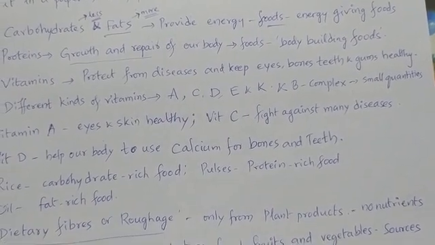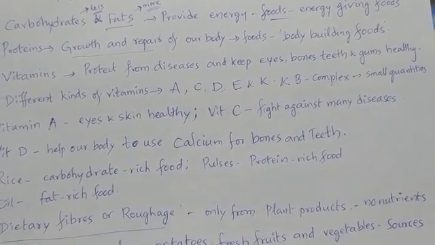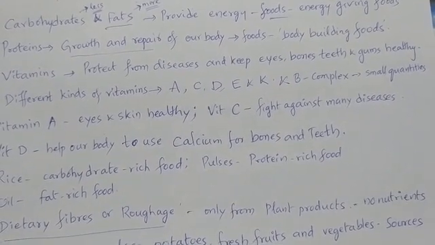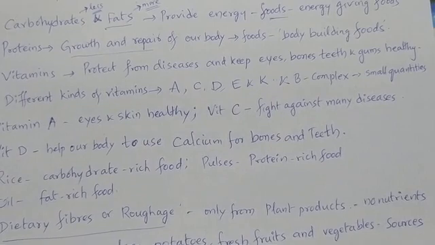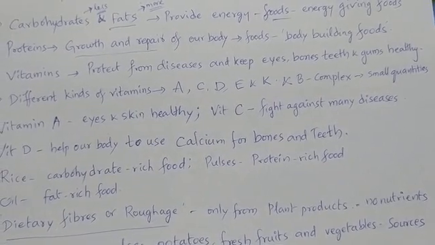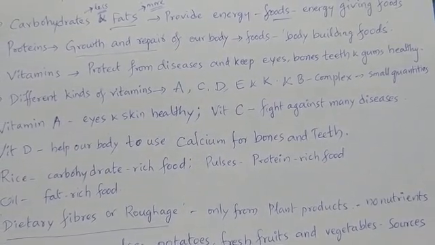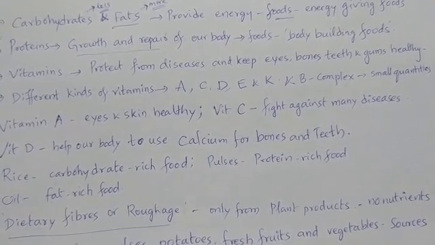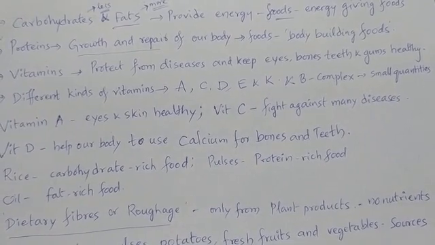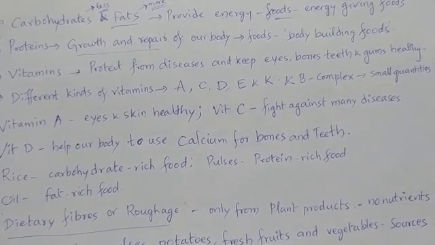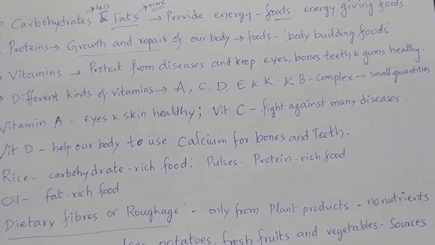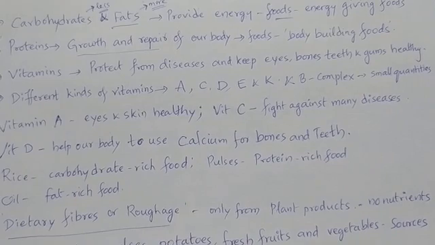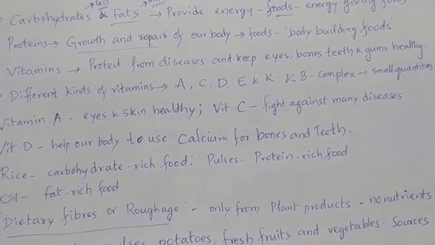Coming specifically to vitamin A, it keeps our eyes and skin healthy. Vitamin C helps in fighting against many diseases. It helps in our immunity. Immunity is the special ability of our body to fight against diseases. So, which vitamin helps in boosting up our immunity? Vitamin C.